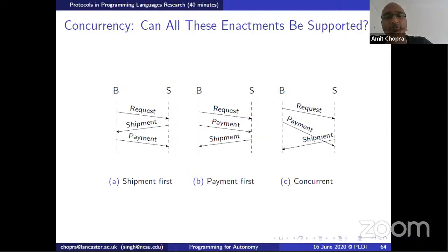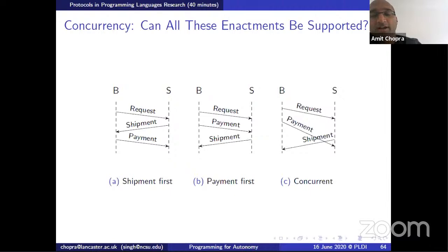Enactment A is that buyer sends a request, following which seller sends a shipment, following which buyer sends a payment. The B enactment shows payment first and then shipment, so it reverses the order of payment and shipment. And the C enactment shows concurrent payment and shipment.